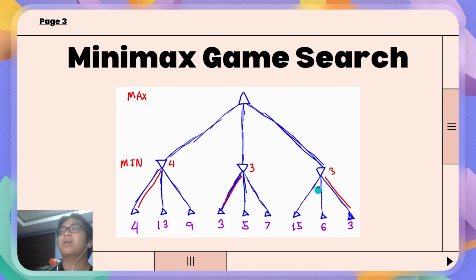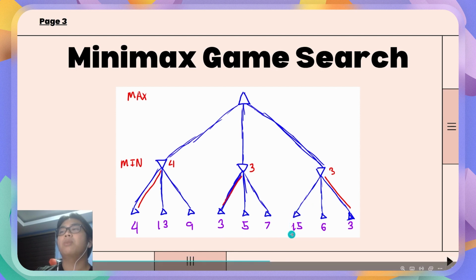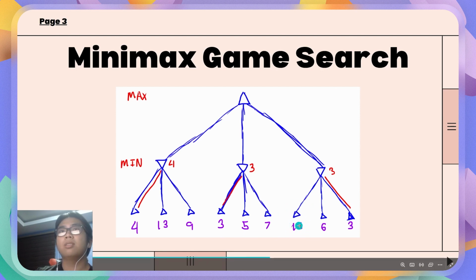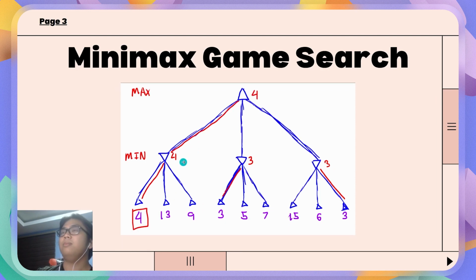So he wouldn't pick this one, the node going to a possible value of 15, because he knows that player 2 will just pick the outcome resulting to 3. Therefore, he plays it safe and picks the outcome that will eventually result in 4. And that is our final state of the game according to the minimax game search.